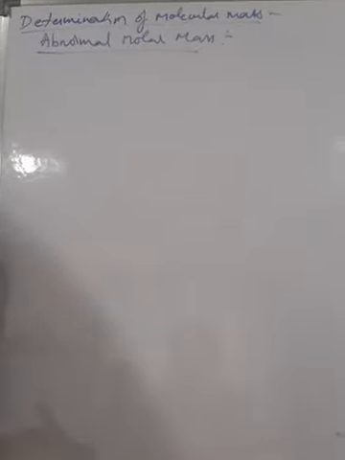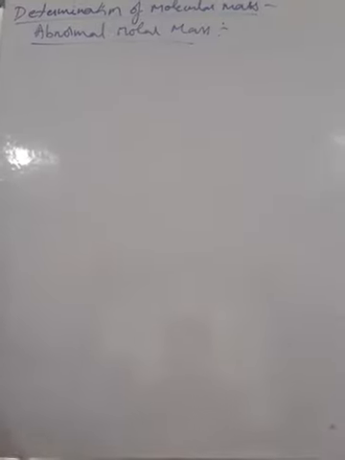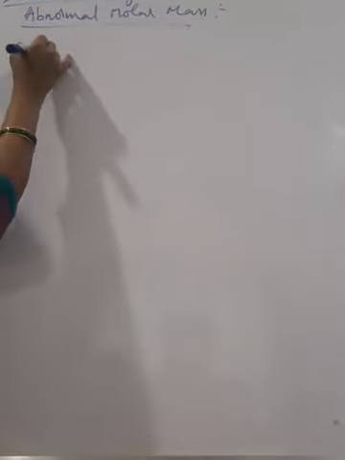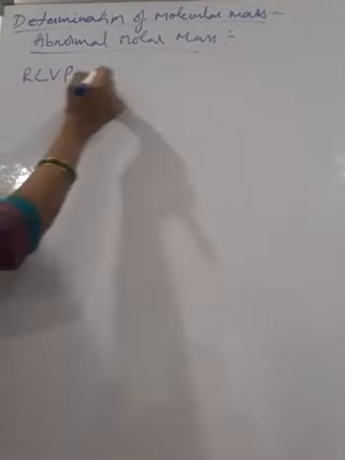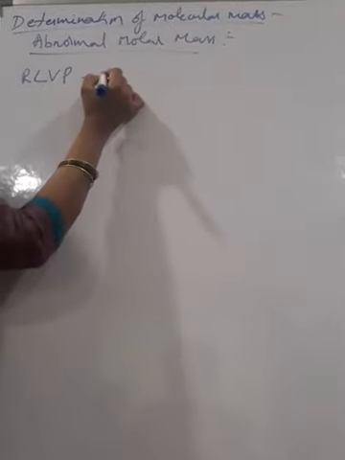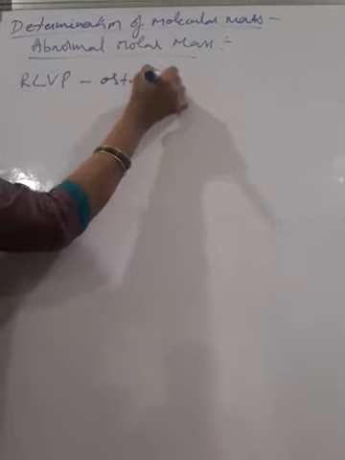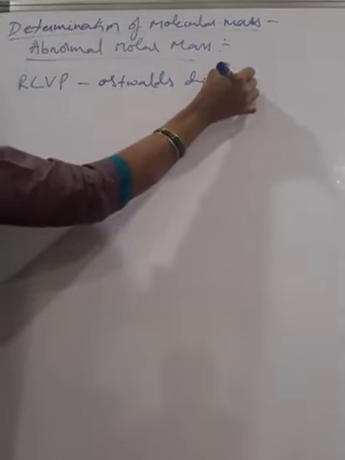There are four: RLVP, then elevation in boiling point, depression in freezing point, and osmotic pressure. All these colligative properties are used to determine the molecular mass of the solute. For example, for RLVP, relative lowering of vapor pressure, we use Oswald's dynamic method for the determination of molecular mass. So that is the experimental method.